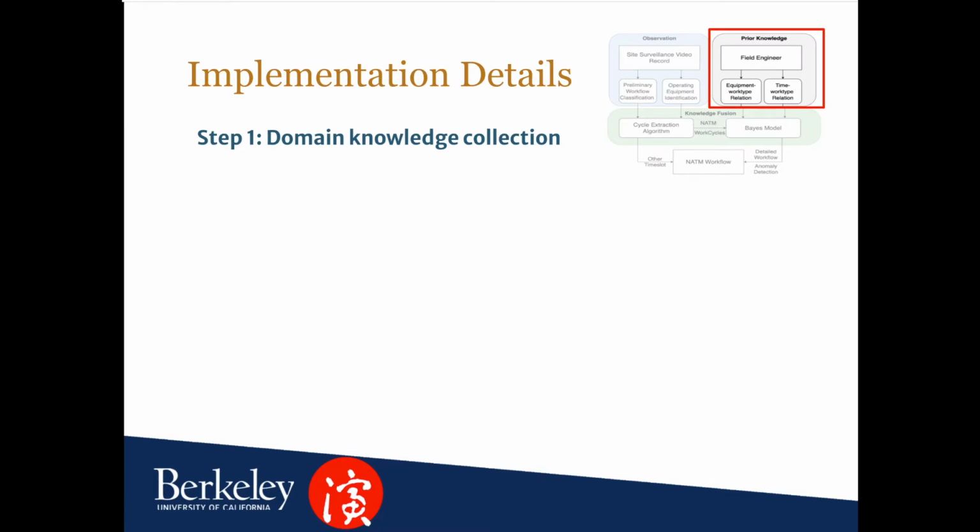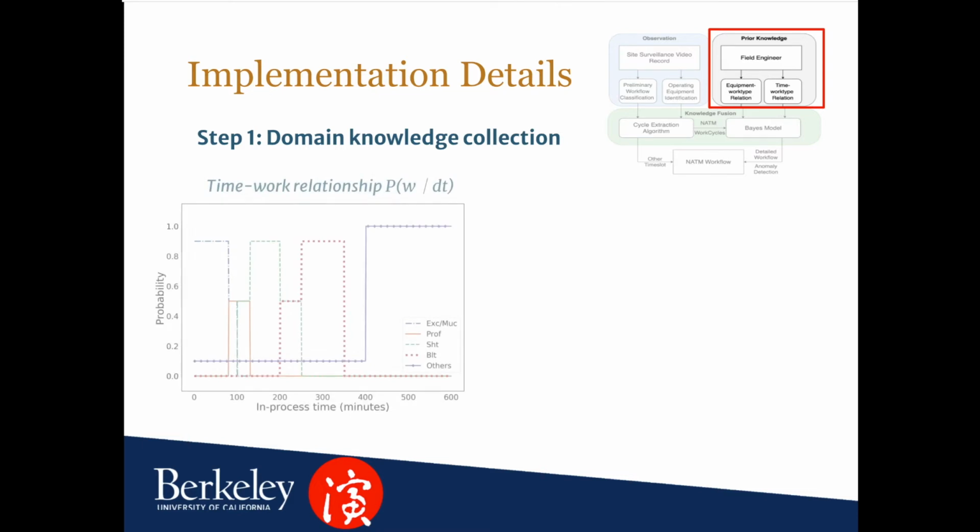The first step of our framework is domain knowledge selection. As I said in previous slides, there are two different kinds of knowledge we have. The first is the time-work relationship, which describes the engineer's guess on what work will be performed at a certain time inside one work cycle.